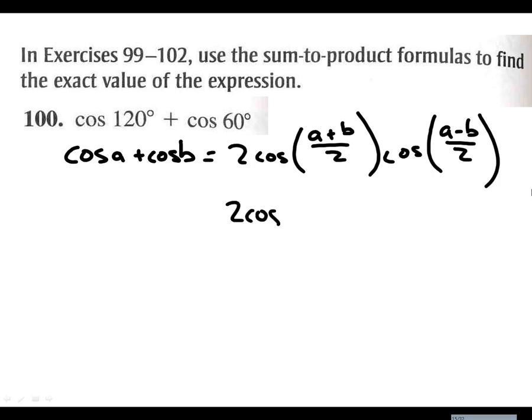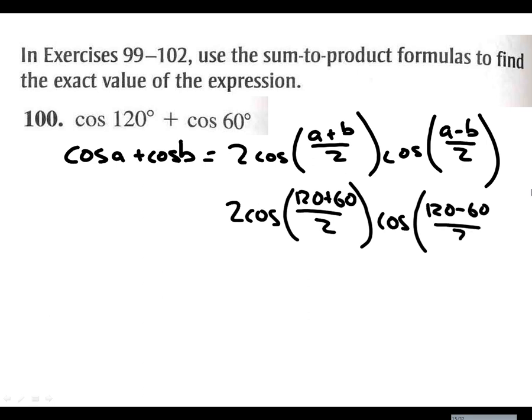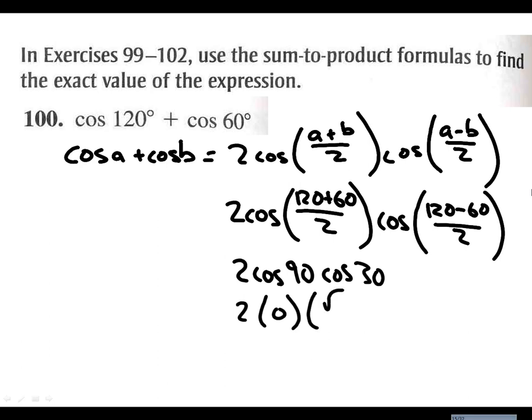2 cosine of (120 plus 60) over 2 times cosine of (120 minus 60) over 2. Let's clean up our parentheses. 2 cosine of 120 plus 60 is 180, divided by 2 is 90, times the cosine of 30. Cosine of 90 degrees is 0. Cosine of 30 is rad 3 over 2. 2 times rad 3 over 2 times 0 is 0. So that's our final answer.